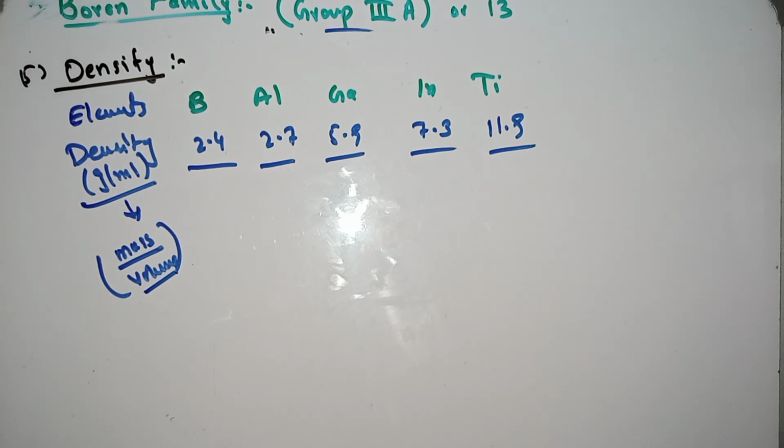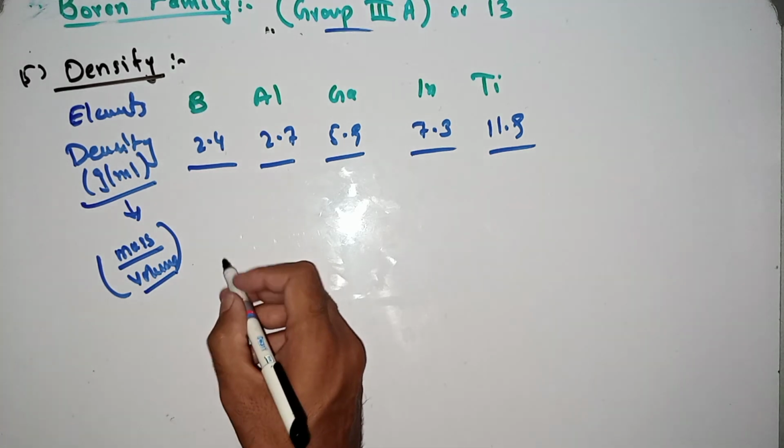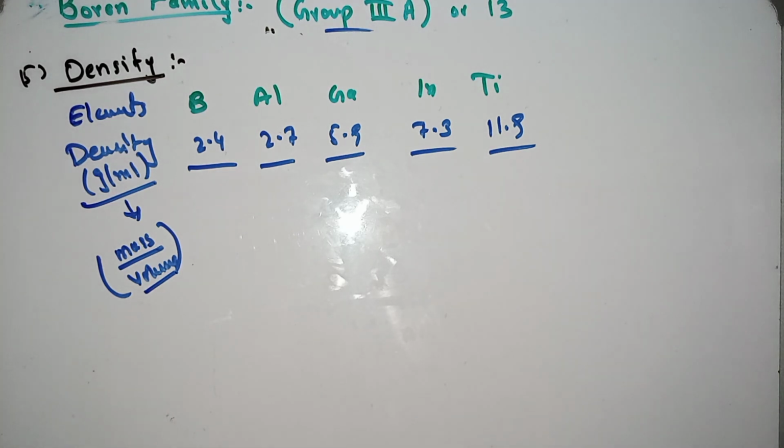After this, points 6 and 7, the different characteristics, are remaining. We will explain them one by one, bit by bit, in the next video.